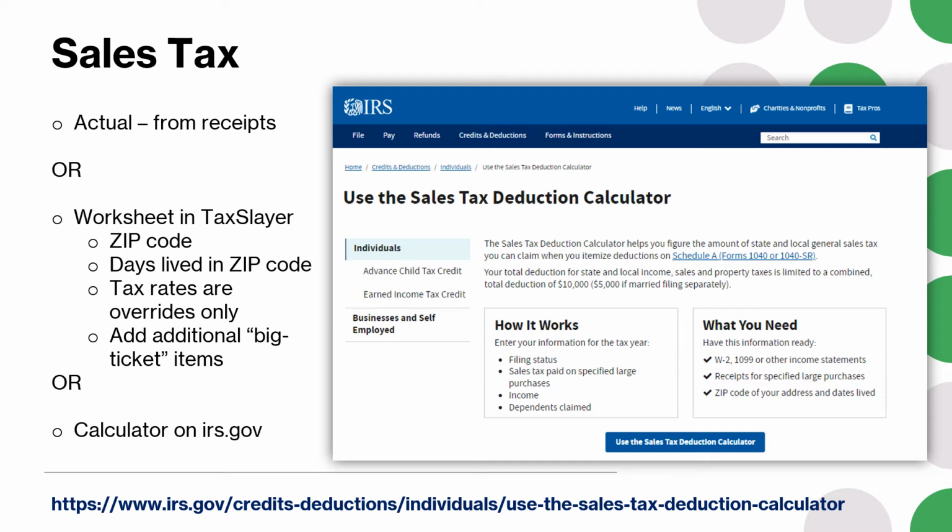Or another option is to use the calculator at irs.gov. Sometimes this is good to show taxpayers so that they can look this up later if they're wanting to do some tax planning for the next year. The web address is there on the bottom of the slide, and you can see what the screen looks like.